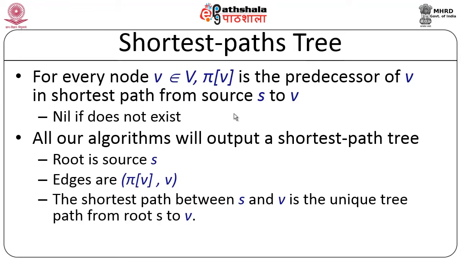Now, let us talk about what the shortest path tree is. For every node v belonging to the set V, pi of v is the predecessor of v in the shortest path from the source to the vertex, nil if such a predecessor does not exist. All algorithms will output a shortest path tree. The root is the source S of that tree, the edges are given by pi of v, the predecessor of v, and the shortest path between S and v is the unique tree path from the root S to the vertex v. So, this is the shortest path tree.